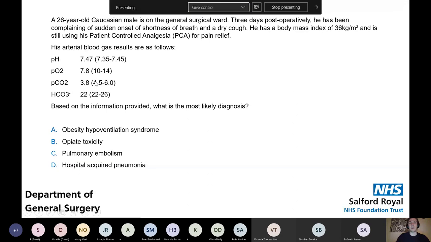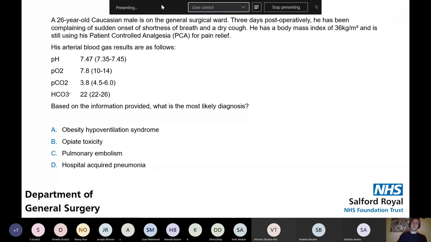They give tiny little doses of IV opiate. It is very, very difficult to overdose on a PCA. People can feel nauseous and they can feel sick, but opiate toxicity and the kind of respiratory depression that you see with opiate overdose just doesn't really happen with a PCA because of the small doses that you're giving each time. So opiate toxicity, for a number of reasons, isn't right in this situation.